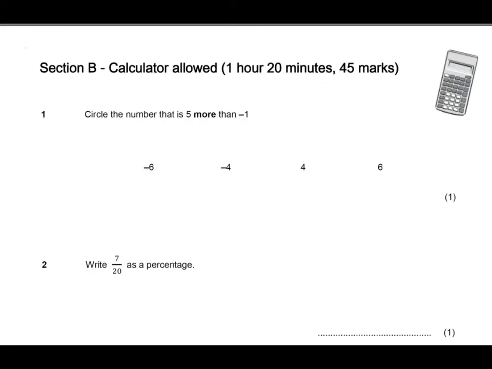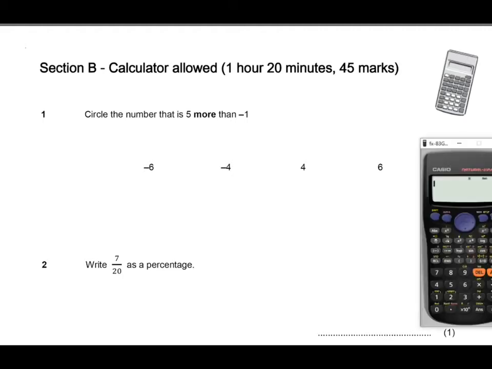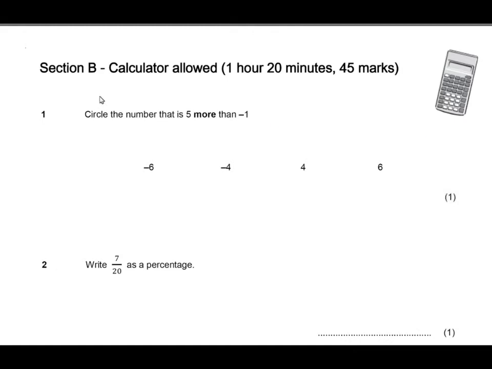Now we're going to look at section B, where we are allowed to use our calculators. If there's anything complicated on the paper to do with the calculator, I will call the calculator up and show you how to use the calculator to carry out that particular activity. Section B lasts for 1 hour and 20 minutes, and there are 45 marks available.